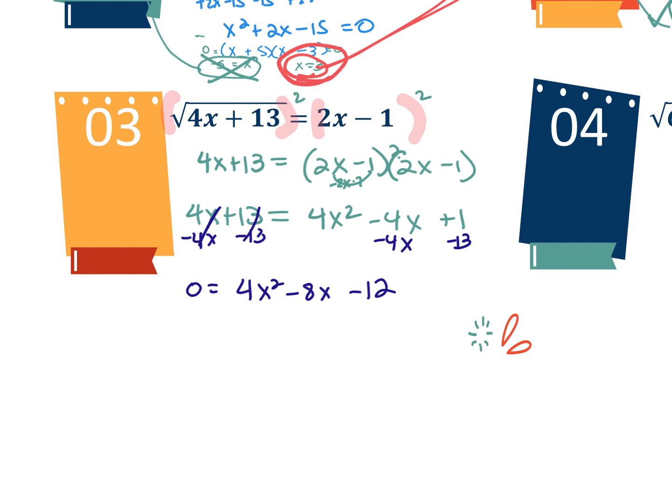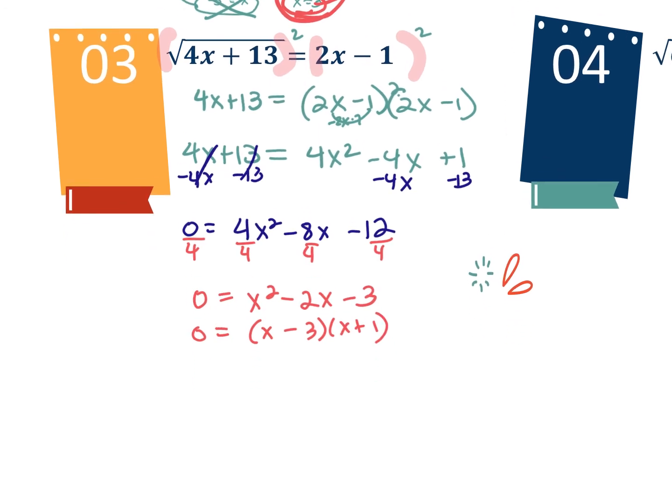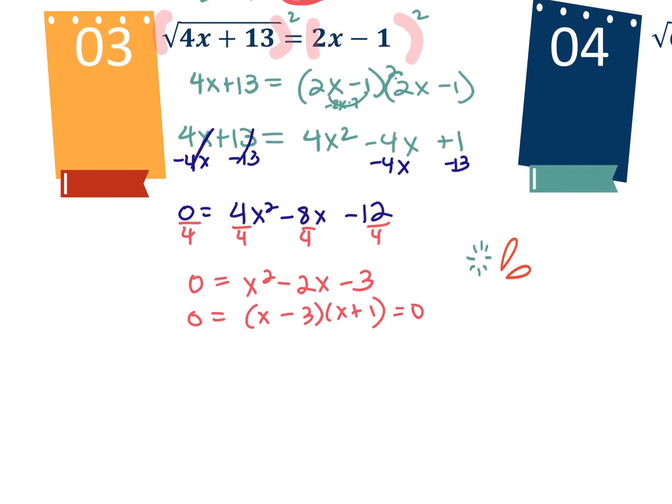Can I do anything here to make my life easier? Good. Divide everything by 4. Because it's set equal to 0, I can do that. And because it's not a variable, I'm eliminating. So 0 equals x squared minus 2x minus 3. Now it's a lot easier to factor. Negative 3, positive 1. And then split and solve, and I get positive 3, negative 1.